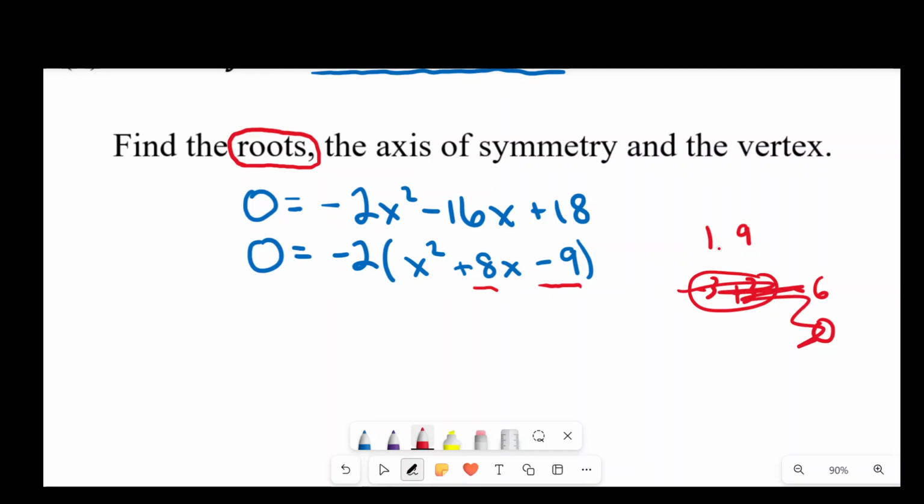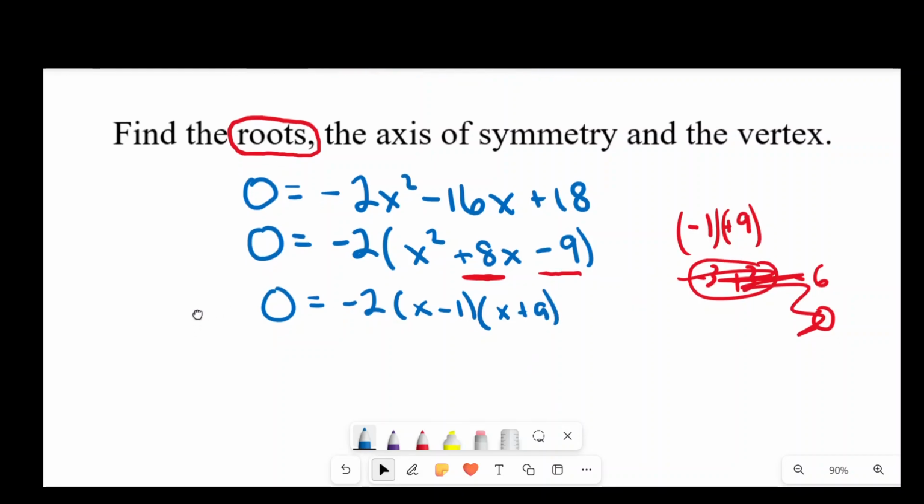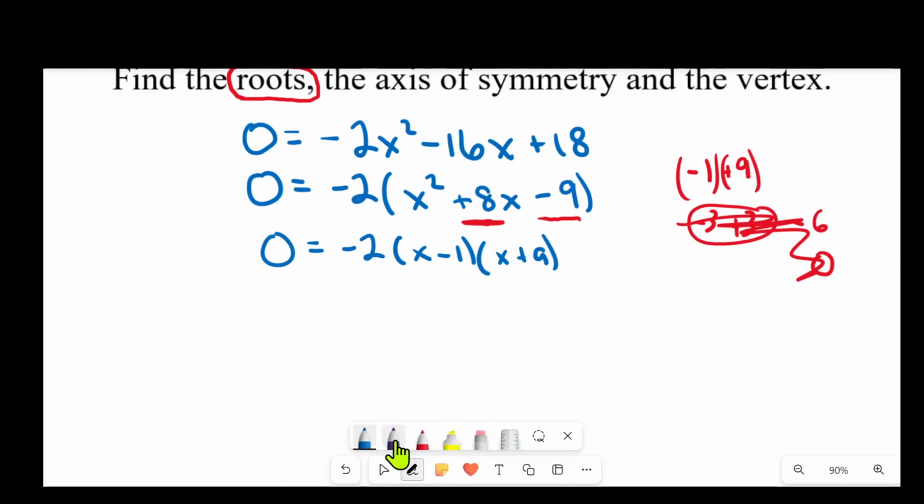I want 8. So 1 and 9 are the two numbers I need, and I need to add to positive 8. So if I make the 1 negative and the 9 positive, those will add together to give 8 and multiply together to give negative 9. So that means this quadratic factors to negative 2 times x minus 1 times x plus 9. So I factored it, and now I can find the roots very quickly, because once it's in factored form, I can apply the zero principle.